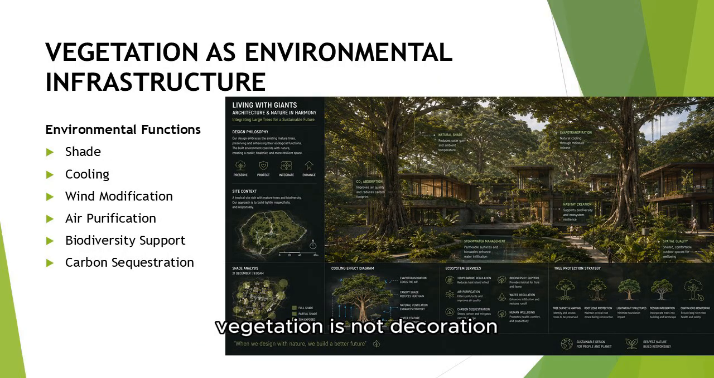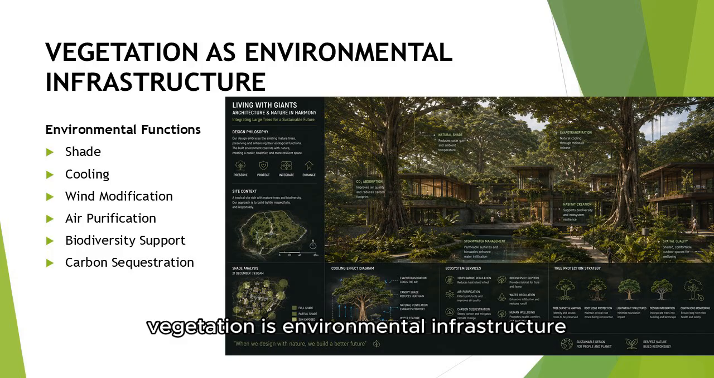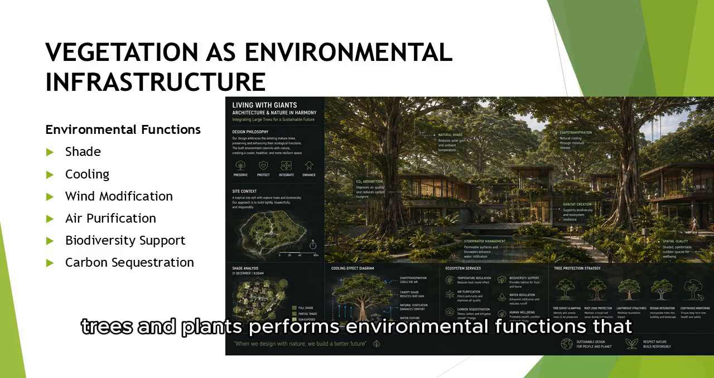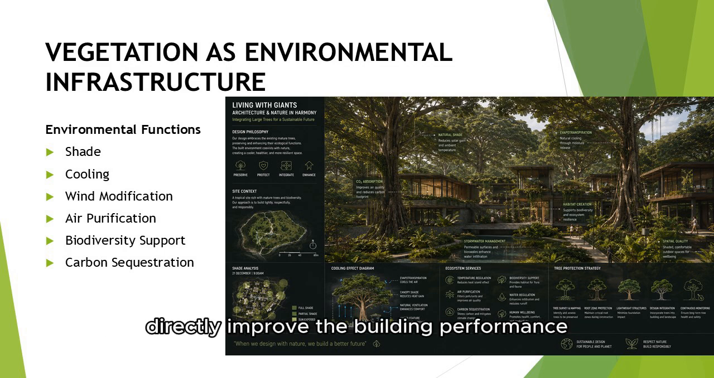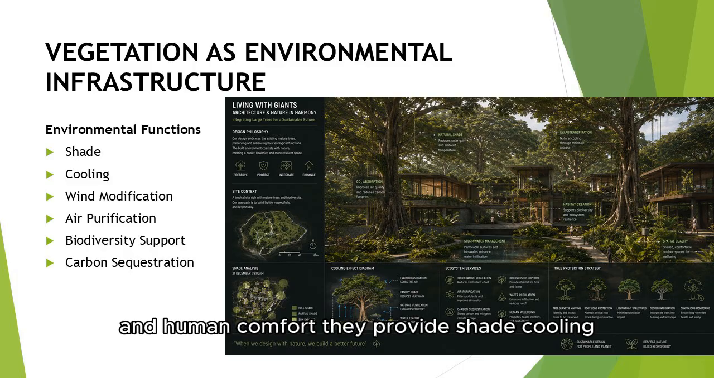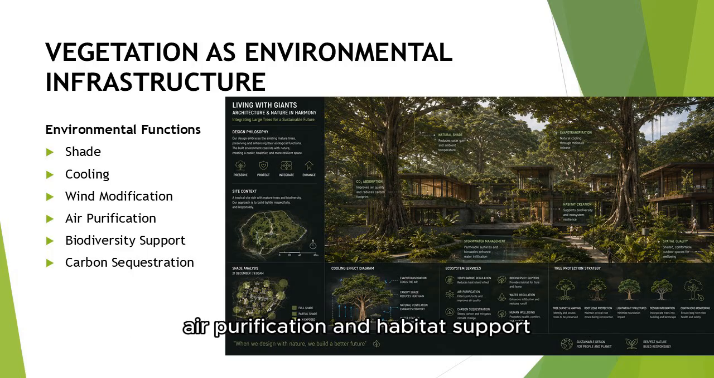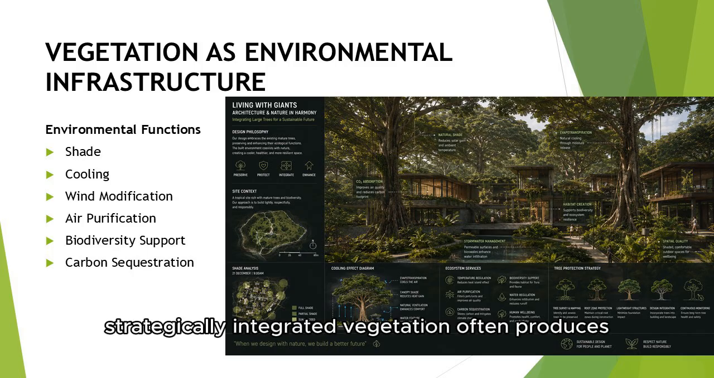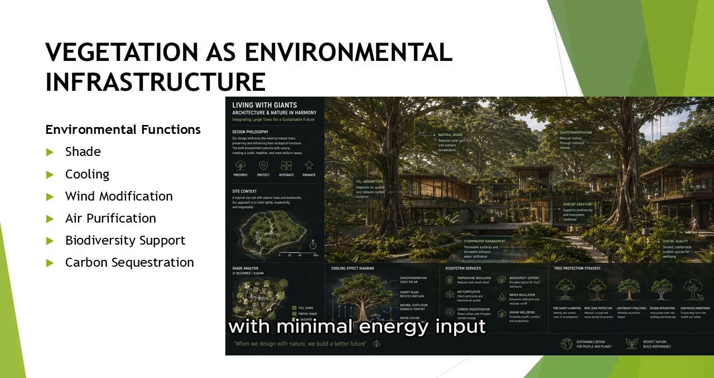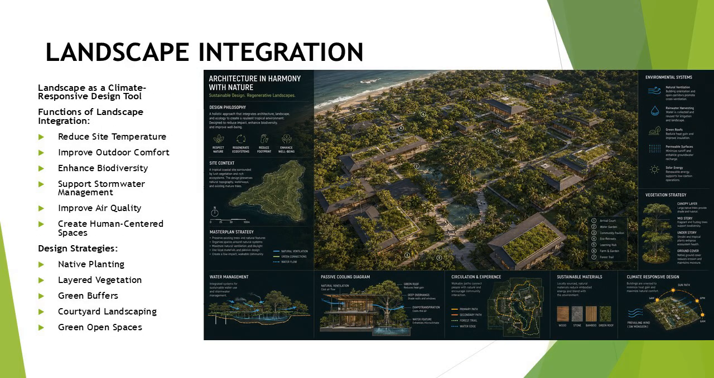Vegetation is not decoration. Vegetation is environmental infrastructure. Trees and plants perform environmental functions that directly improve building performance and human comfort. They provide shade, cooling, air purification, and habitat support. Strategically integrated vegetation often produces significant environmental benefits with minimal energy input. In tropical architecture, vegetation should be considered an essential design element.